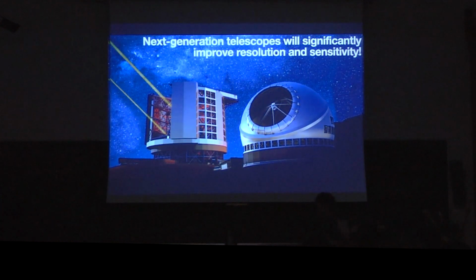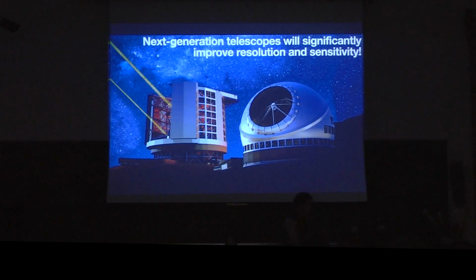Where are we headed big picture? We're going to get down to these cooler giant planets with current generation telescopes and instruments. But to really get down to Earth-like planets, we're going to need bigger telescopes. So we're going to work on the next generation of telescopes that, at least from the ground, are going to be a few times bigger than Keck.